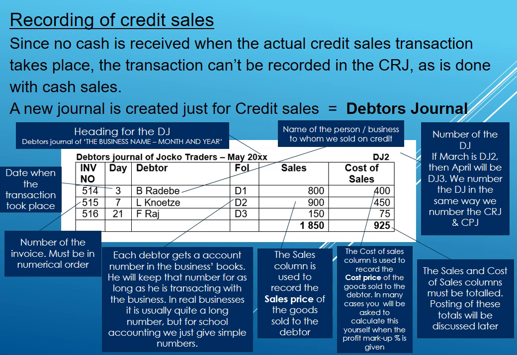So we cannot record this sales transaction, the credit sales transaction, in the CRJ because there's no money received. So as a result of that, we have to create a new journal just for all our credit sales transactions, and this journal is called the debtors journal. Now in front of you on the PowerPoint presentation, you should be able to see what I'm seeing here as well.